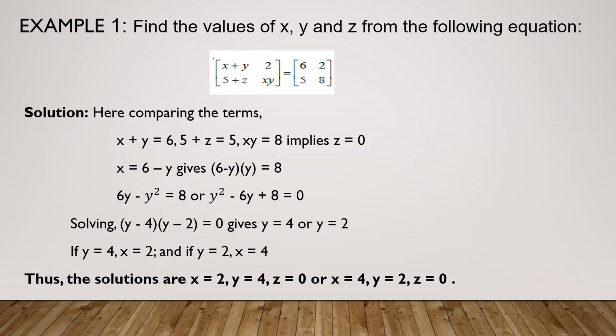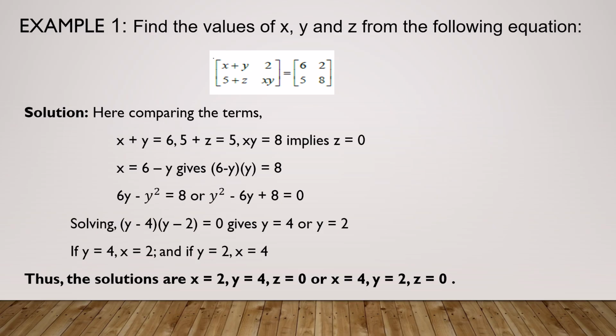Then the first row, second term, what do you get? 2 and 2, they are same, already given. Second row, first column, 5 plus z, that should be equal to 5, and xy is equal to 8. So first thing is the 5 plus z is equal to 5, that means z is 0. So that is simple. Now just solve the other two equations.